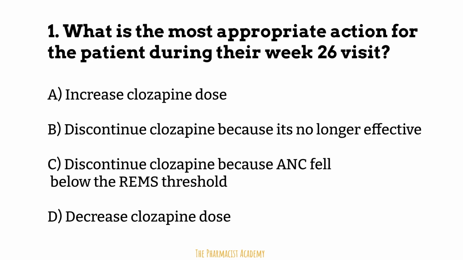A, increase clozapine dose. B, discontinue clozapine because it's no longer effective. C, discontinue clozapine because ANC fell below the REMS threshold. Or D, decrease clozapine dose. The correct answer here is C, and this is because the ANC was lower than 1,000, and as per the clozapine REMS, that calls for discontinuation of the clozapine.